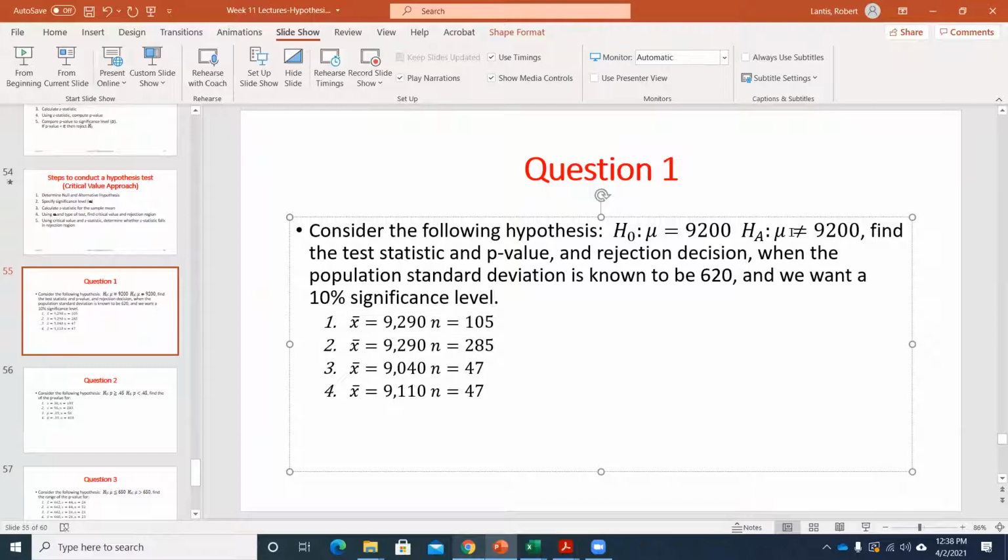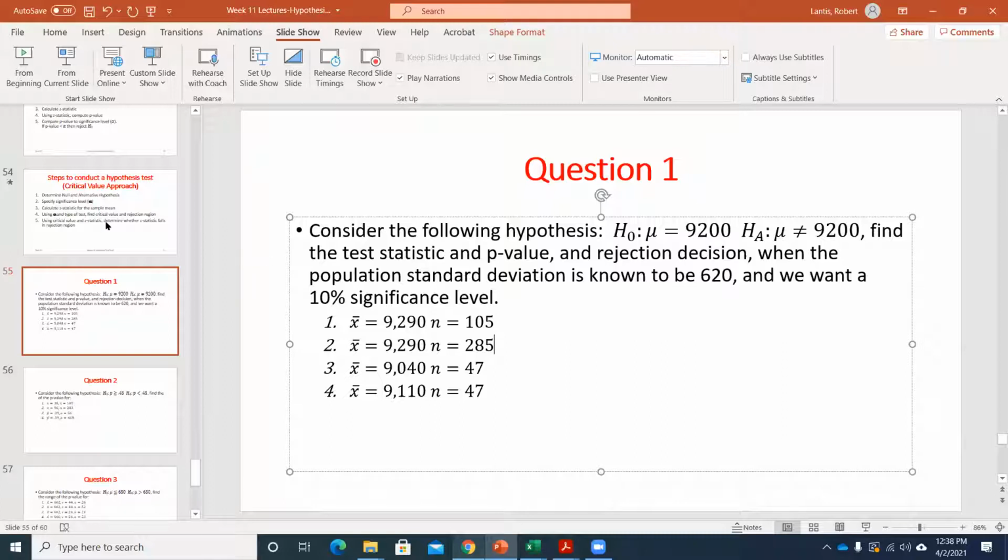So we've got what type of tailed test here? Two-tailed test. If I want to find the test statistic and p-value and the rejection decision, and I have a known population standard deviation of 620, and I want to do this test at the 10% significance level, which would be an alpha of 0.1. So I've got this two-tailed test, and I go out and I get a sample, and I find a sample mean that's above that assumed true value. Right? So what am I doing here?